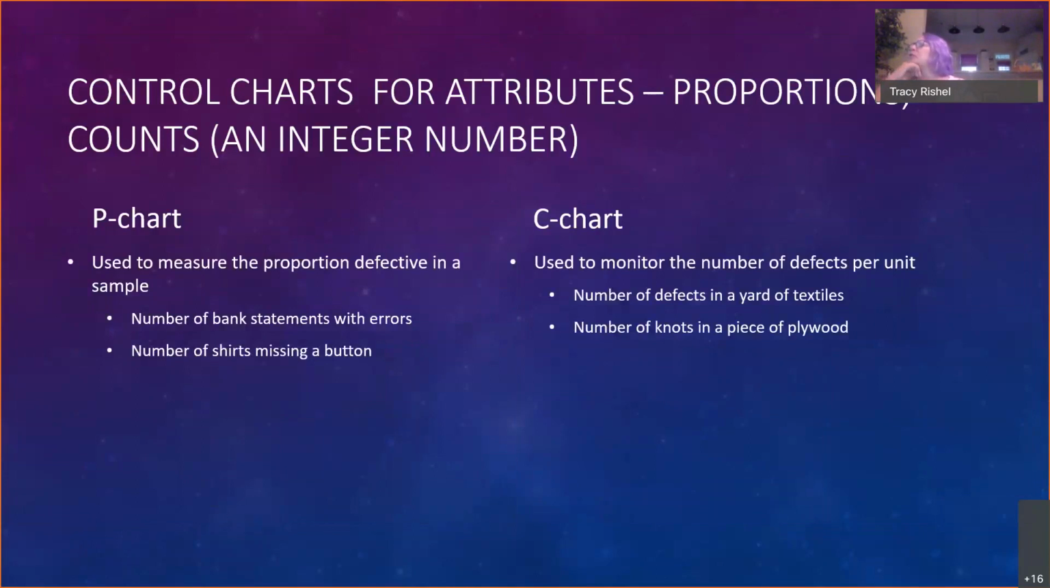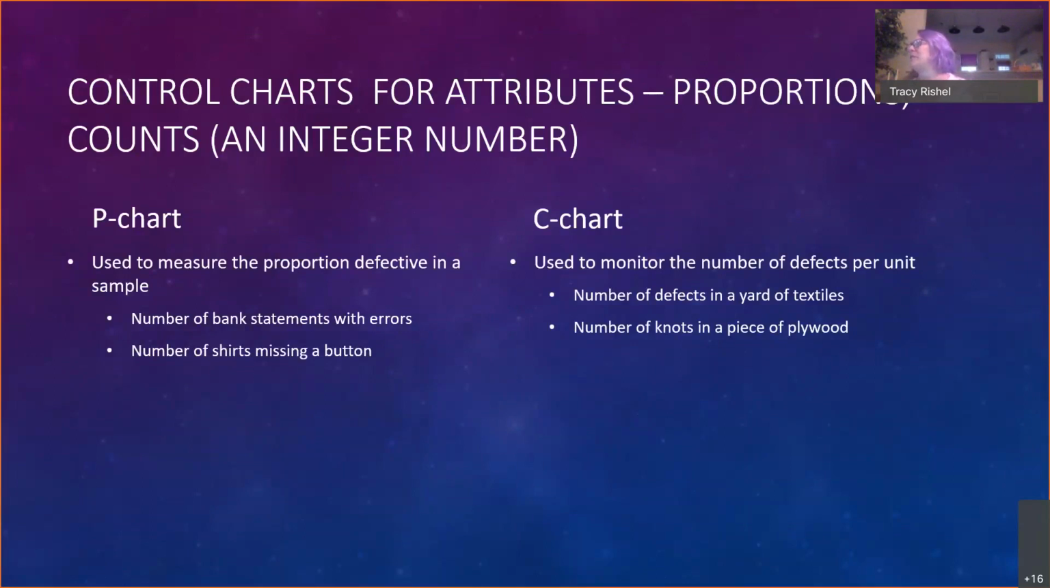We also have control charts for attributes, all right? Control charts for attributes or proportions or counts, they're an integer number. So let's say we produce shirts. Each shirt should have 5 buttons on it. We're going to look at the shirt. Does it have 5 buttons? Yes, no, good, bad, fail, pass.